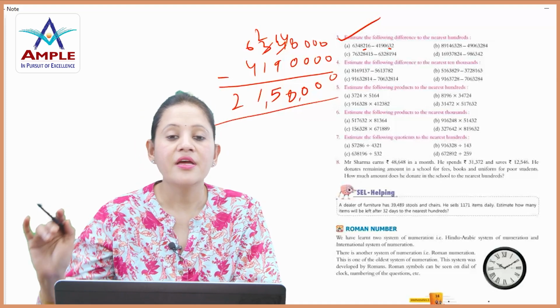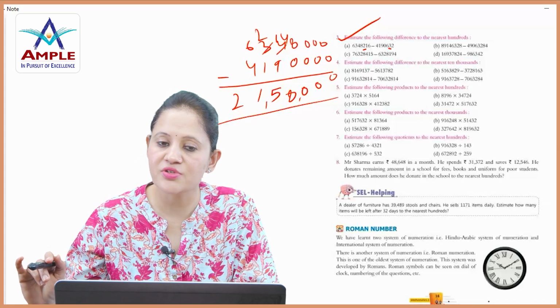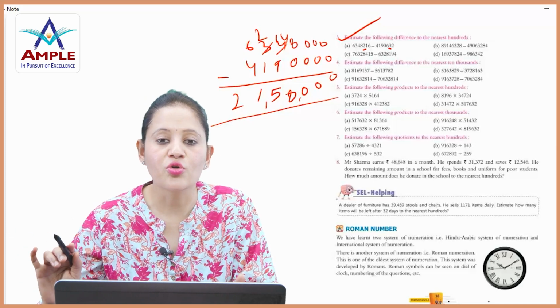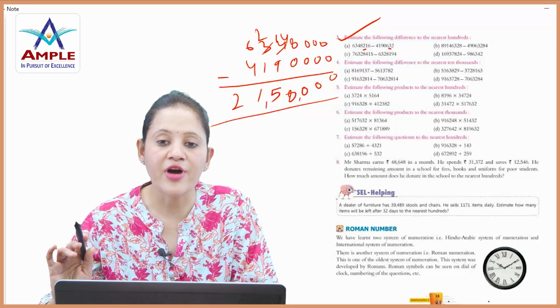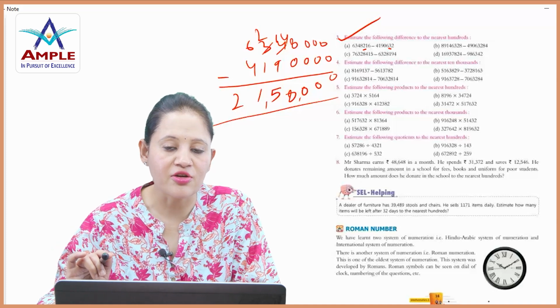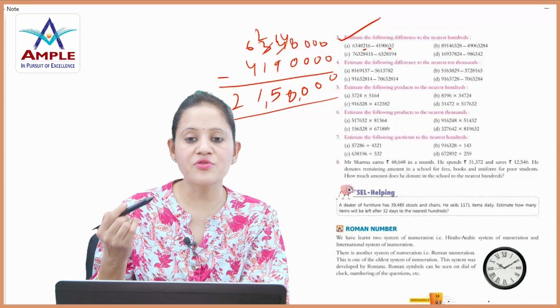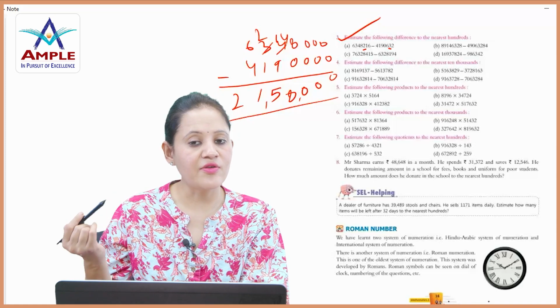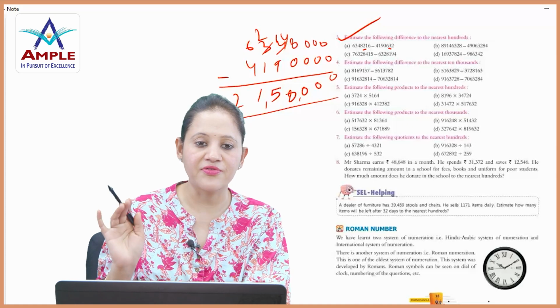Clear? Next, estimate the following difference to the nearest 10,000. Same way, the same rule will apply. We will see the digit at the 1000 place. If it is 5 or more than 5, we will increase the digit at the 10,000 place by 1 and the rest of the digits, like 1000, 100, tens and ones, will be 0. So, the same rule we will apply and find the difference.